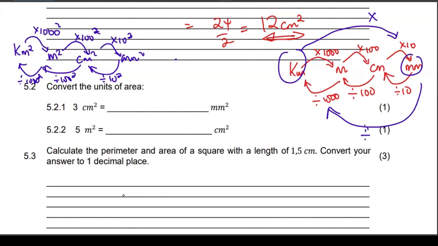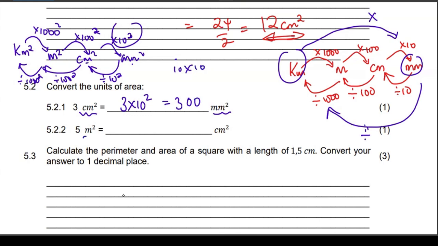Okay, so from centimeters to millimeters, from centimeter squared to millimeter squared, multiply by 10 squared. So it's going to be 3 times 10 squared. We know that 10 squared is the same as 10 times 10. This is going to give us 300 millimeters squared.